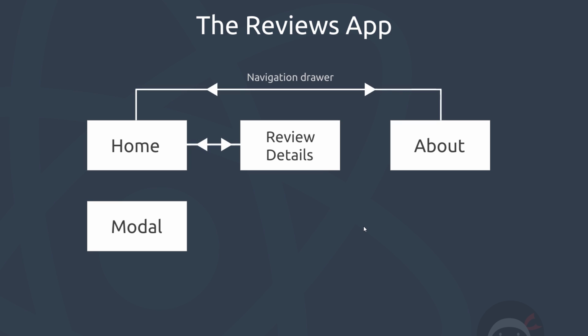And likewise, we can also implement some kind of navigation drawer using this package as well, which is going to allow us to have some kind of little icon in the menu. We click on that, it opens some kind of navigation drawer, and we can navigate between the home and the about screen that way. Okay, so we're going to talk about all of that as we go forward, and this is the basic structure of the app.